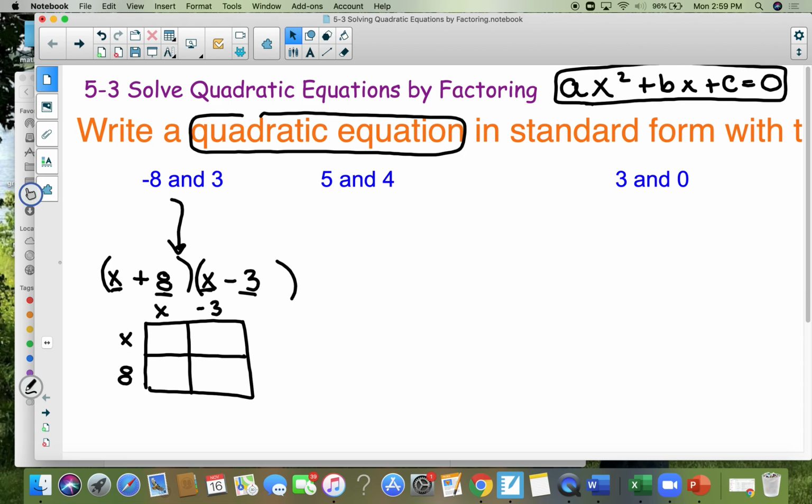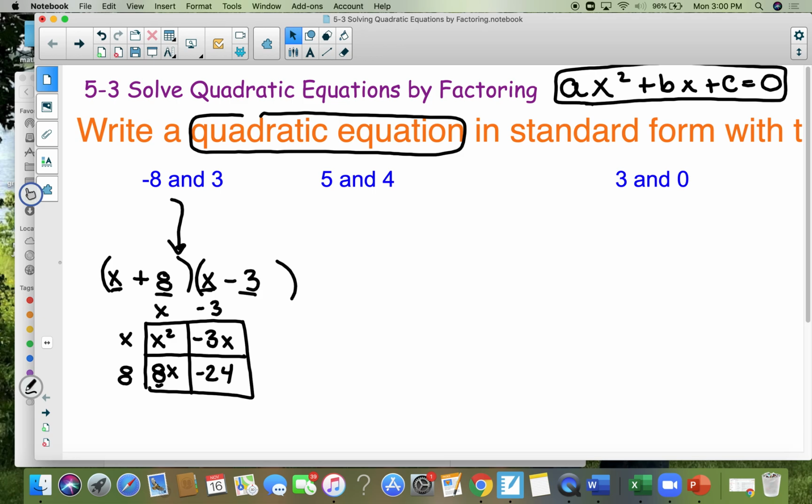So x times x is x to the second. It's not 2x. X times x is x squared. X times a -3 is a -3x. X times 8 is 8x. And 8 times a -3 is a -24. So in order to get these 4 boxes, all we did was multiply.